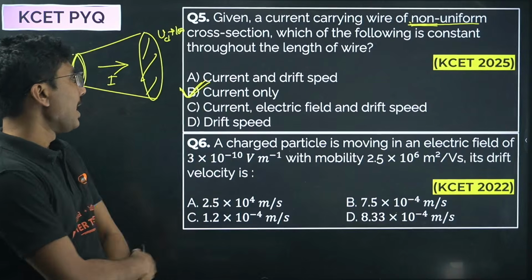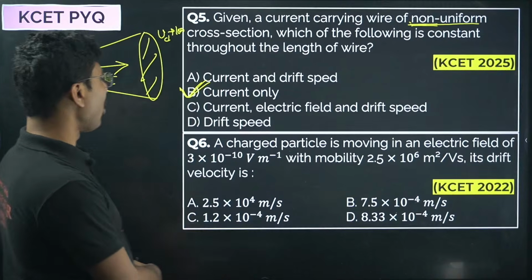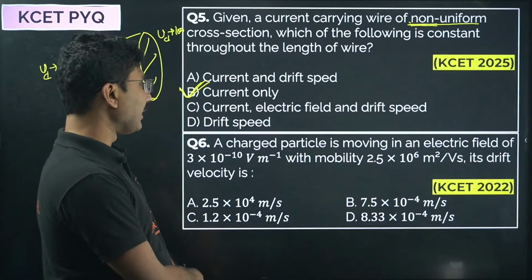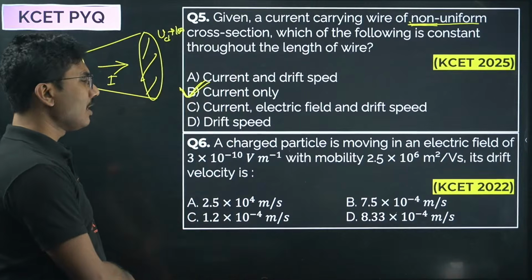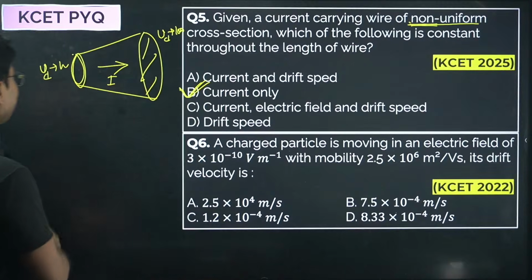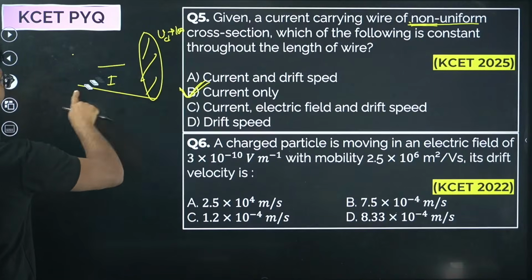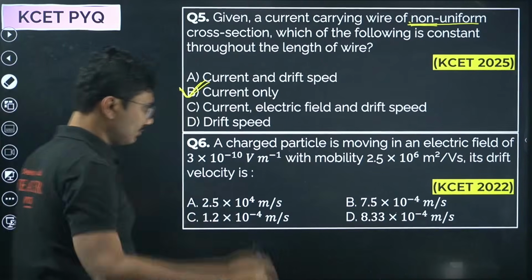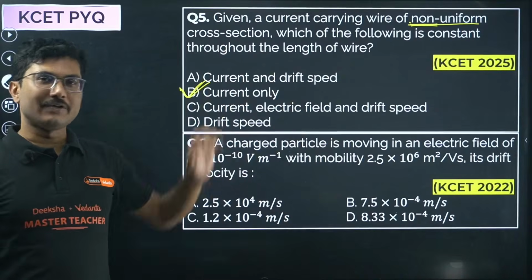Another question: a charged particle is moving in an electric field of 3 into 10 to the power of minus 10 volt per meter with mobility 2.5 into 10 to the power of 6 meter square per volt second. Its drift velocity is? So mobility is given, electric field is given. They asked you to calculate the very difficult quantity, which is drift velocity. If you know, this is a very easy problem. If you don't know, this is a very, very difficult problem.